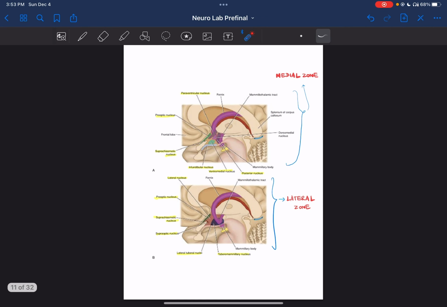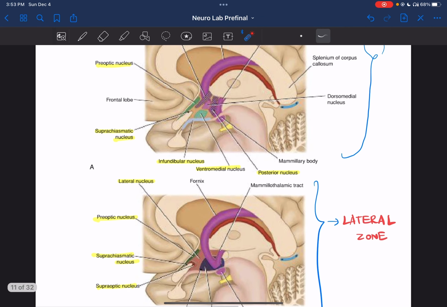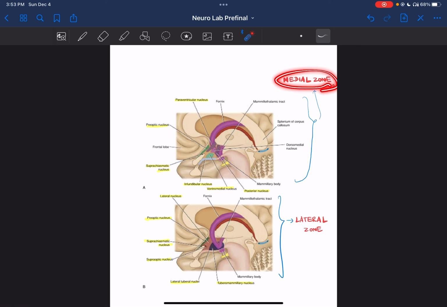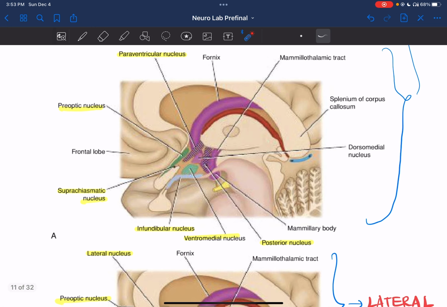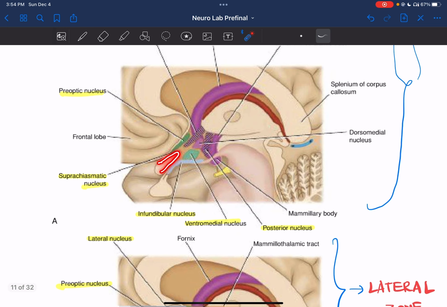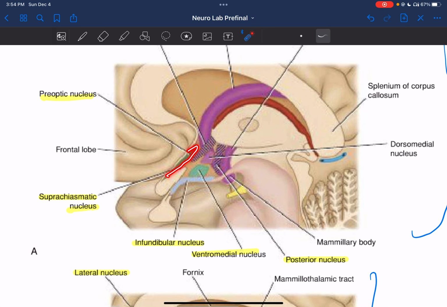Okay. So in this, the hypothalamic nuclei are divided into two zones, your medial zone and your lateral zone. So in the medial zone, you have the following nucleus. Remember, this is the optic chiasma, right? This is the lamina terminalis. This is the optic chiasma. Just before the optic chiasma, you have a nucleus, and that is called your pre-optic nucleus. Just before the optic chiasma. So that is why it is called pre-optic nucleus.